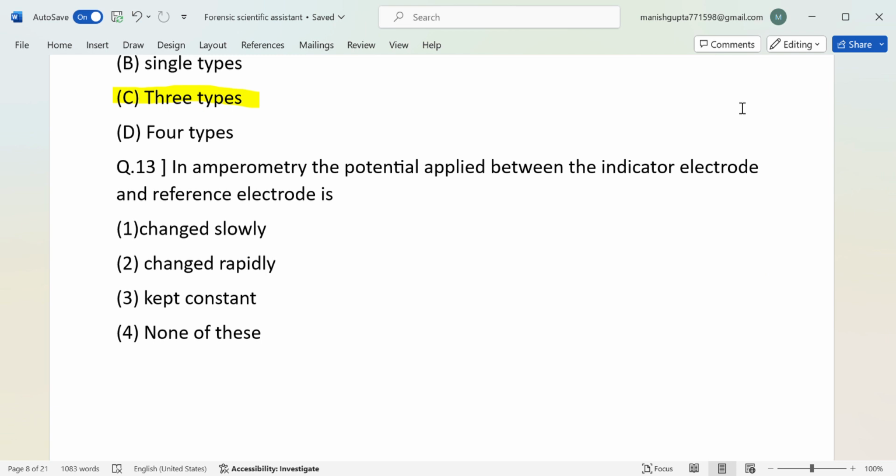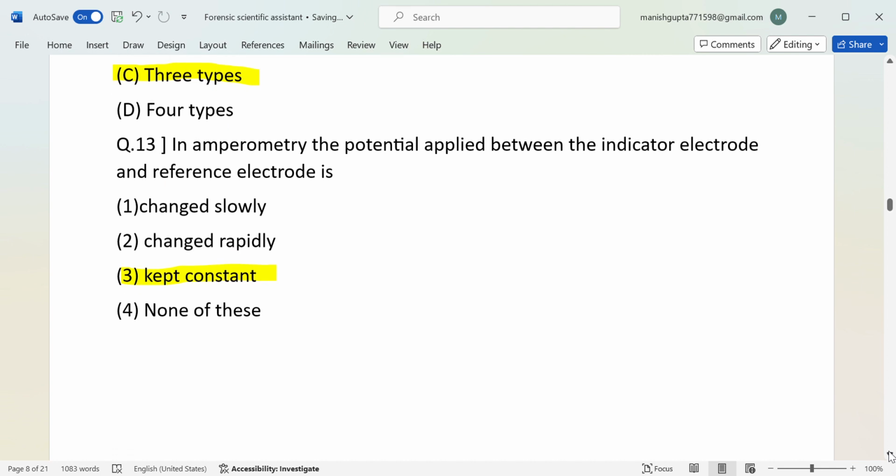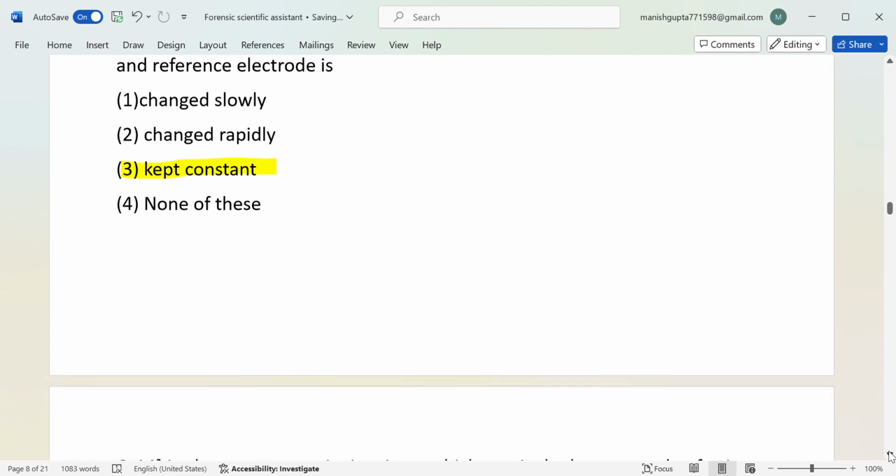First, question number 13. In amperometry, the potential applied between the indicator electrode and reference electrode is: option number 1, change slowly; option number 2, change rapidly; option number 3, keep constant; option number 4, none of the above. Option number 3 is correct, because when we use amperometry the potential will be constant, and when we use potentiometer or amperometry, then the current will be constant.